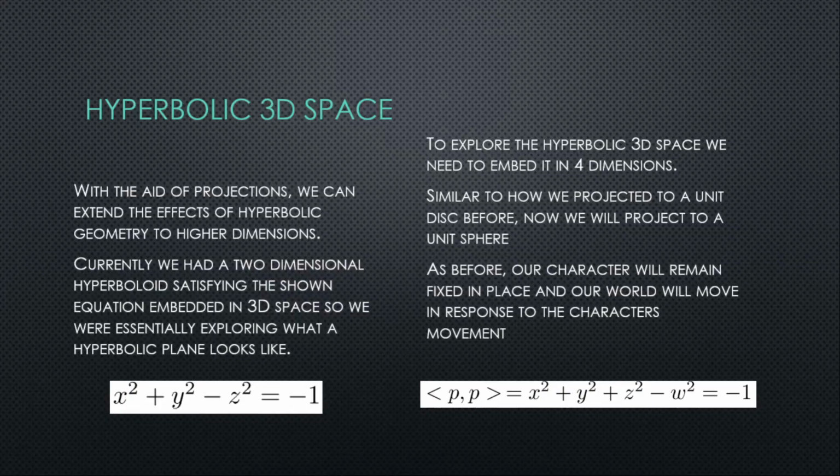With the aid of this concept of projections, we can extend the effects of hyperbolic geometry to even higher dimensions. Currently, we only had a two-dimensional hyperboloid that satisfied the equation on the left, embedded in 3D space. So we were essentially exploring what a hyperbolic plane would look like. To explore the hyperbolic 3D space, we need to embed it in 4 dimensions. And similar to how we projected onto a unit disk before, now we will project onto a unit sphere. The equation for this is shown on the right.